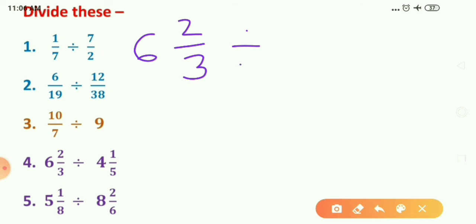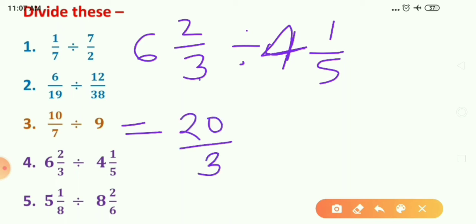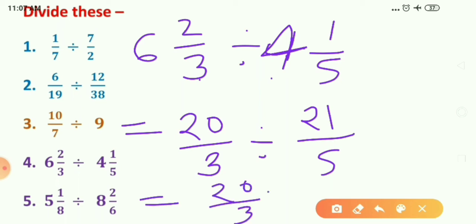Now at last we have the division of mixed fraction numbers. So it is 6 whole 2 upon 3 divided by 4 whole 1 upon 5. First step, you have to get their improper fraction numbers. So 6 3s are 18, 18 plus 2 is 20 upon 3, and divided by 5 4s are 20 plus 1, 21 upon 5.